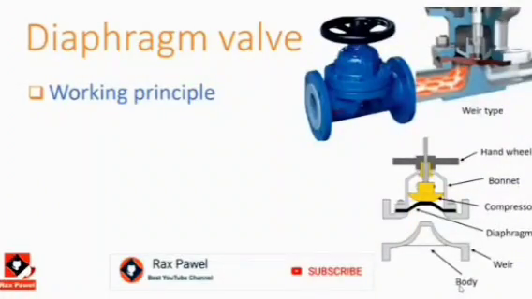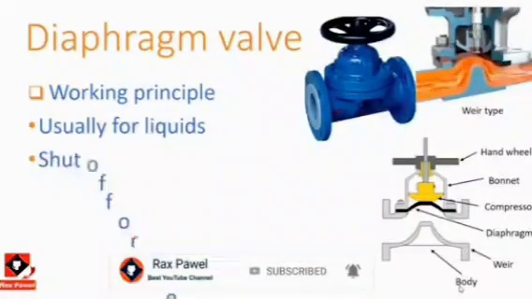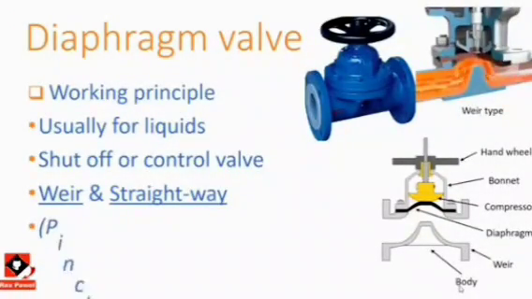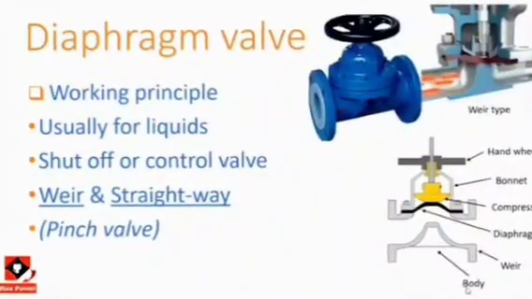Diaphragm valve working principles. It has a diaphragm moved by a compressor with the aid of a stem. Most of the time it is used for liquids, acting as both shut-off valve and control valve. There are two types called weir and straightway. Most commonly seen is the weir type. And the pinch valve is an improvement of the diaphragm valve working on the same principle.